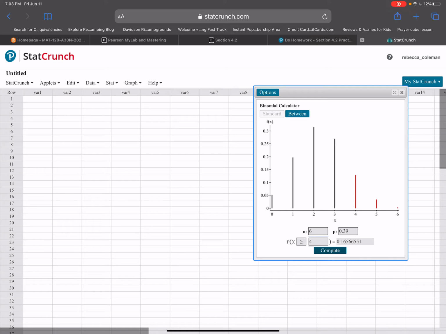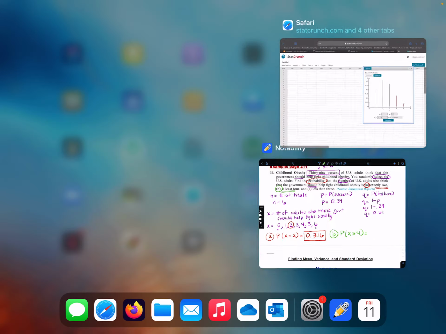And the nice thing about this graph is it shows me in red which values it's looking at, so I can make sure it did the right thing. At least 4 could be 4 or 5 or 6. So it calculates for all three. It adds them together, much like we did with our discrete tables in 4.1. And it tells me the probability that at least 4 people will say, yes, the government should fight childhood obesity is 0.166.